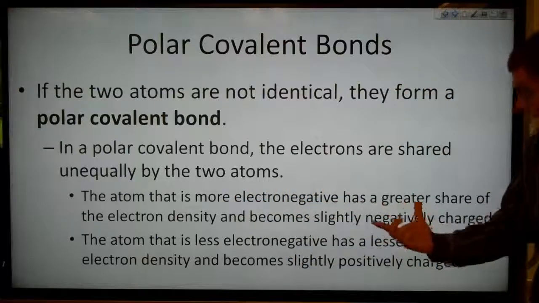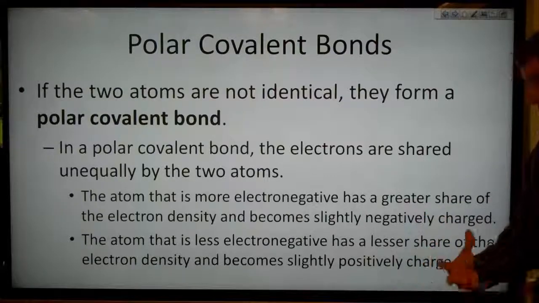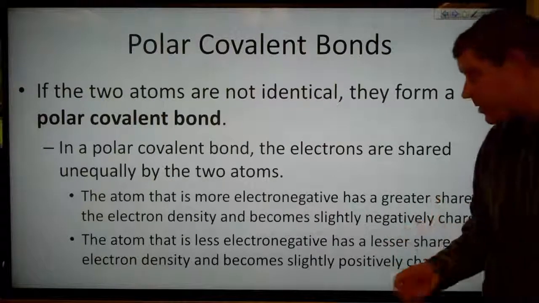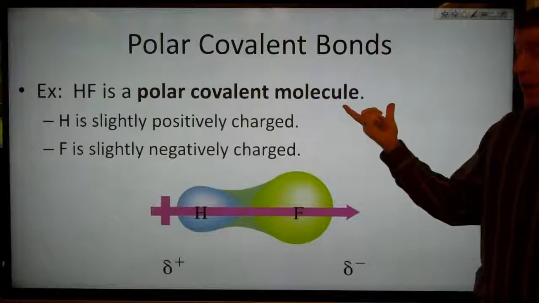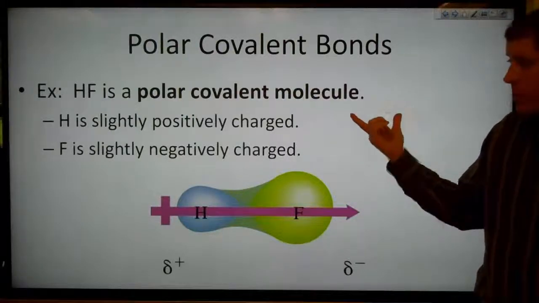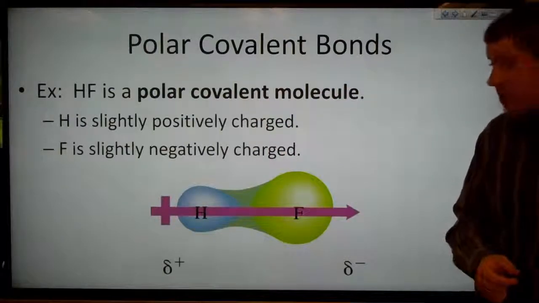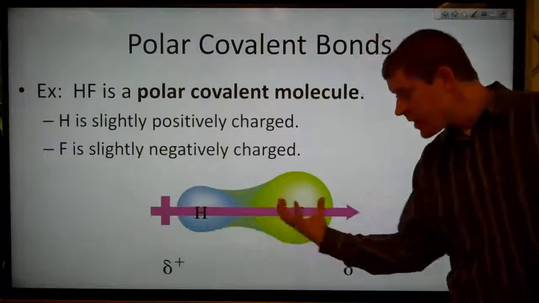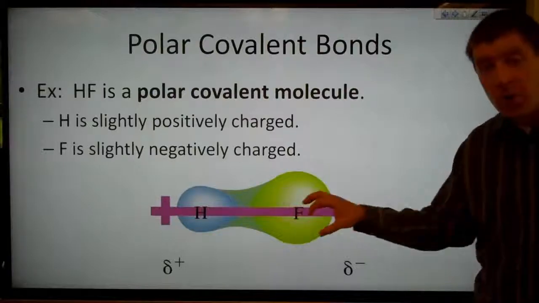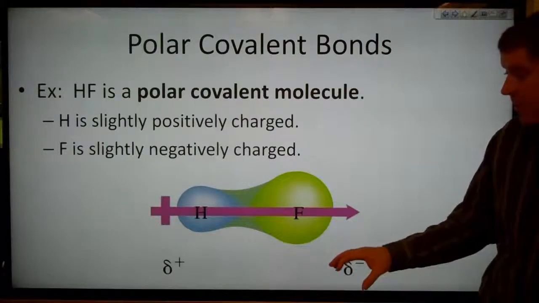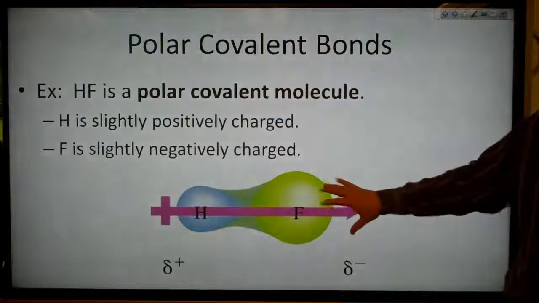So the atom that's more electronegative has a greater share of the electron density and becomes slightly negatively charged. The atom that is less electronegative has a lesser share of the electron density and becomes slightly positively charged, but not total. So something like HF, hydrogen fluoride, is a polar covalent molecule. So the hydrogen is slightly positively charged because, of course, fluorine has the highest electronegativity of all the elements. And so the electron density tends to be more towards the fluorine side because the fluorine is pulling on those electrons more tightly. And so we end up with a slight positive charge on the hydrogen side of the molecule and a slight negative charge on the fluorine side of the molecule.